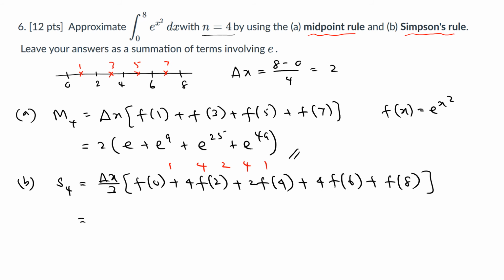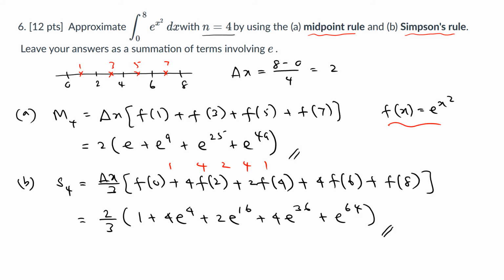So let's plug in. Delta x is 2, so it is 2 over 3. F of 0, you plug in the function at 0, and you get 1. Then 4 times e to the 2 squared, which is 4, and then 2 times e to the 4 squared, which is 16, and then 4 times e to the 6 squared, that is 36, plus e to the 8 squared, that is 64. That's what you get from the Simpson rule. Very simple problem, and you get 12 points.